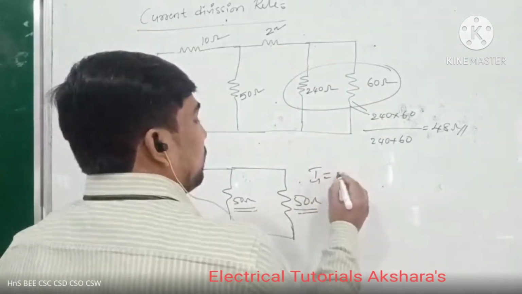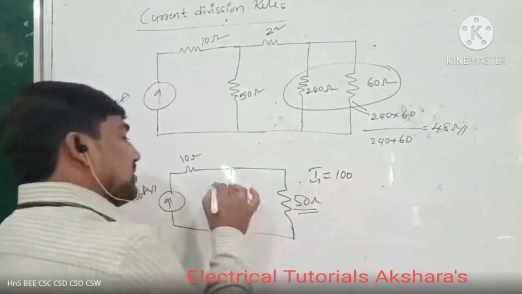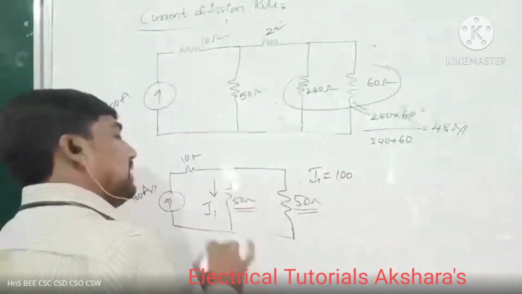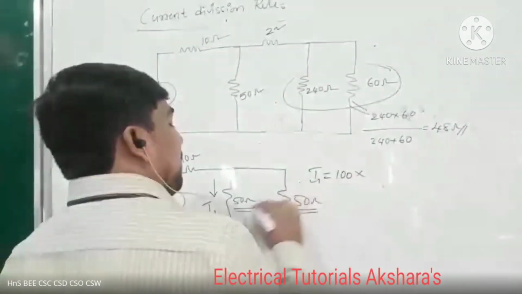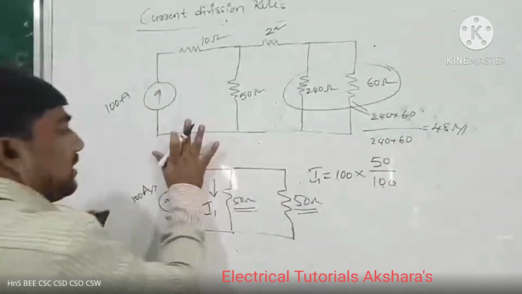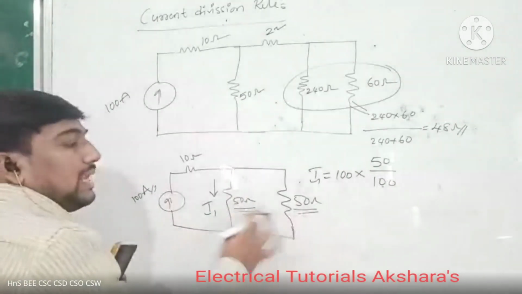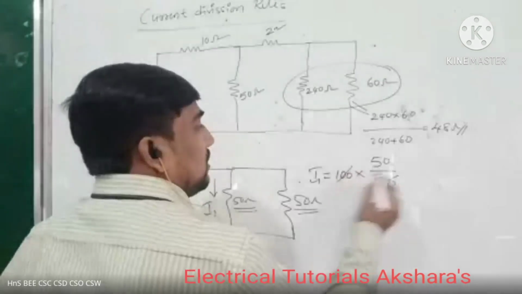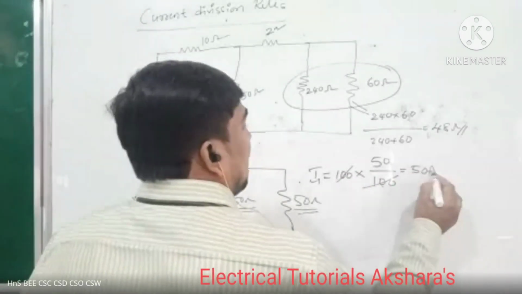I1 equals 100 into the opposite resistance, 50 by 100. This is called the I1 current. Only for these two resistors I am taking, 100 and 100 both cancel. Then we can get 50 amperes current.